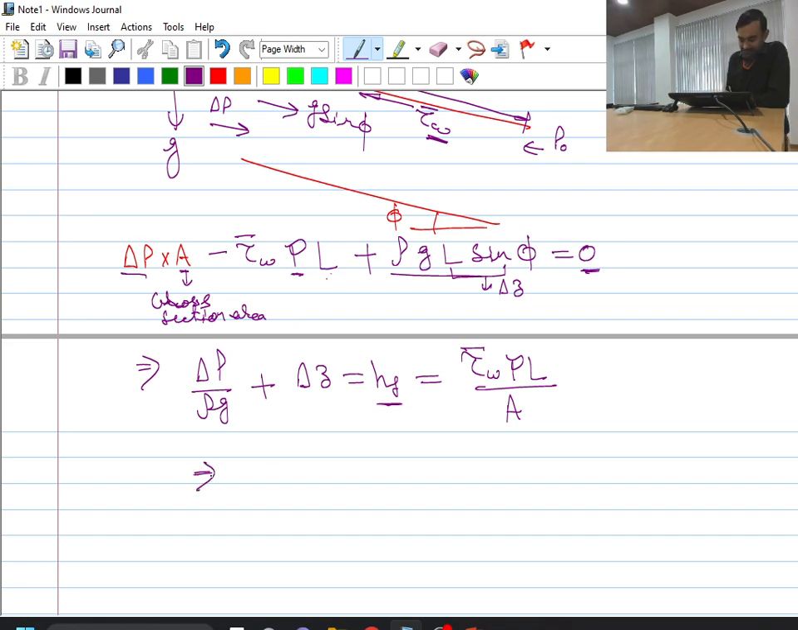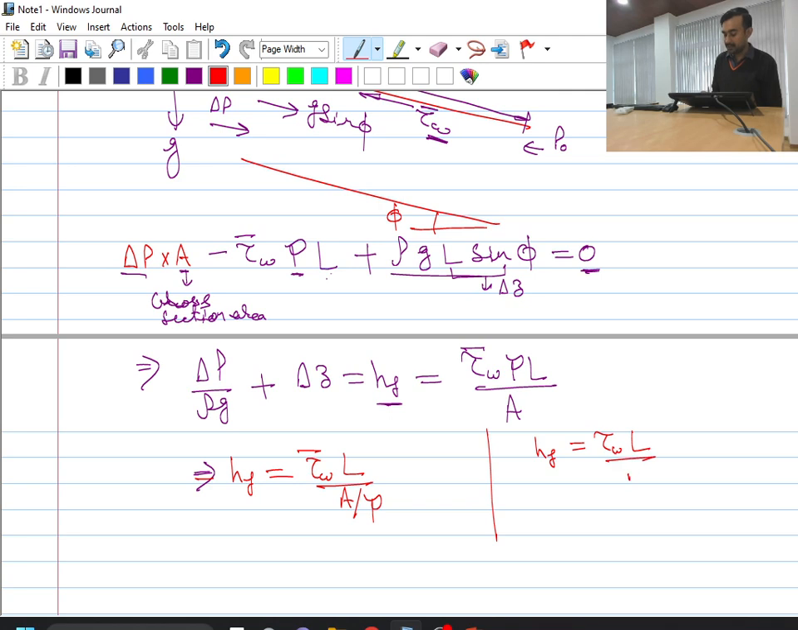So from here I can rewrite this equation as hf equal to tau bar w into L divided by A by perimeter. Now if you recall the relation for the circular cross section, my head loss was equal to tau w L divided by the radius of the duct. It means this parameter, cross-sectional area divided by perimeter, has to be equivalent to the radius. So we call this RH, where RH is the hydraulic radius of the duct.